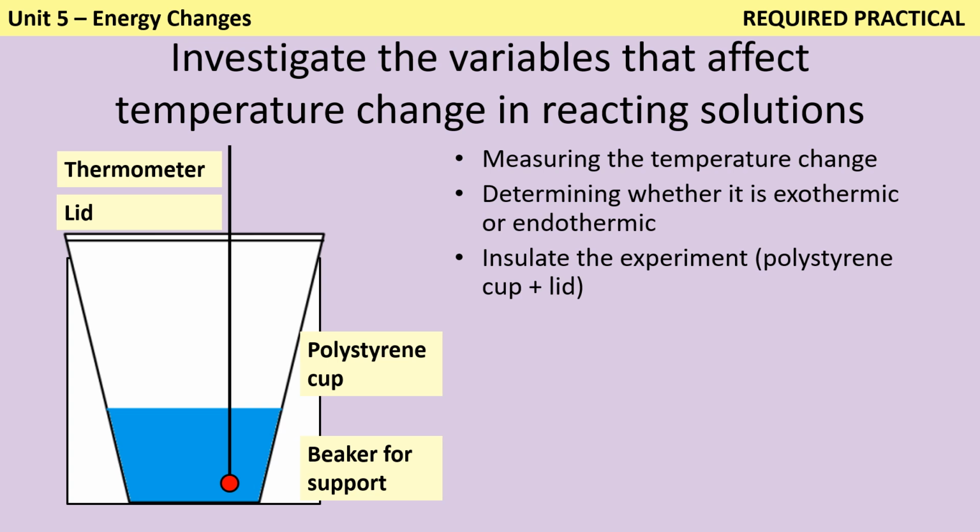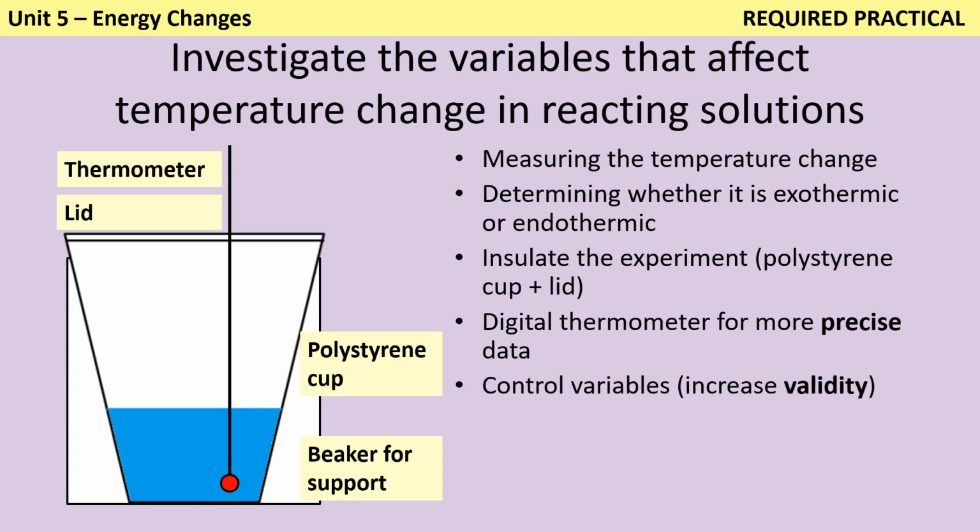You might be asked about how you could improve the precision of your experiment. And to do this, you would probably want to use a digital thermometer, because generally speaking, these are more precise. If you're using a regular alcohol thermometer, you can probably only determine the temperature to the nearest degree. That's what we would call the resolution, whereas the resolution of a digital thermometer is often to the nearest tenth of a degree.